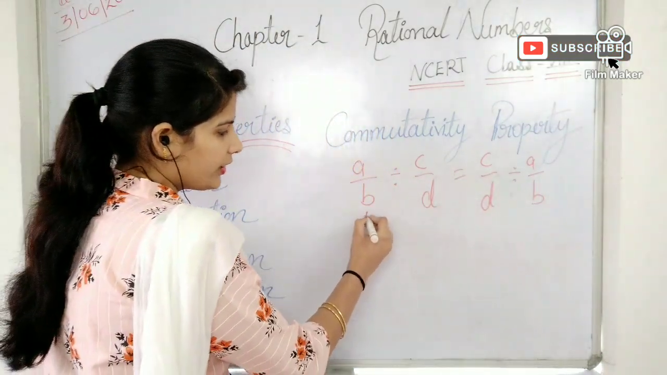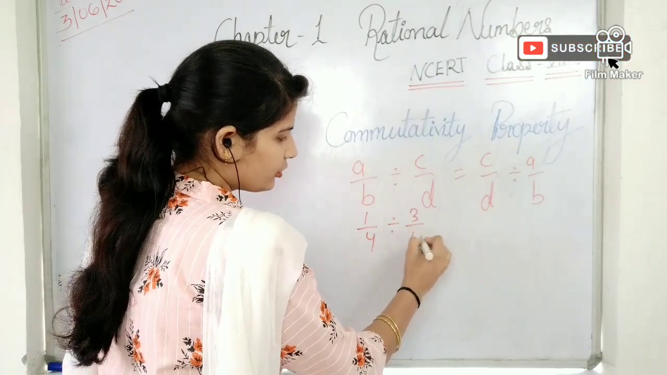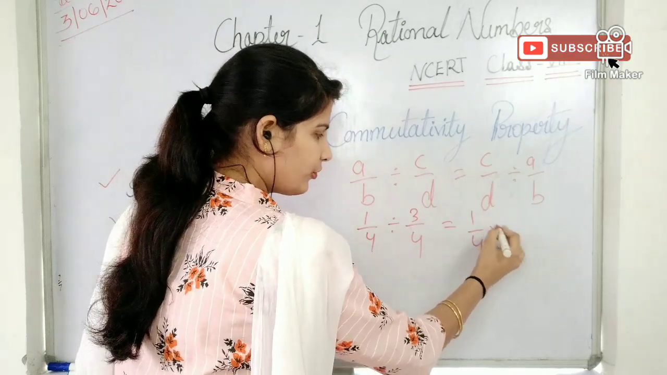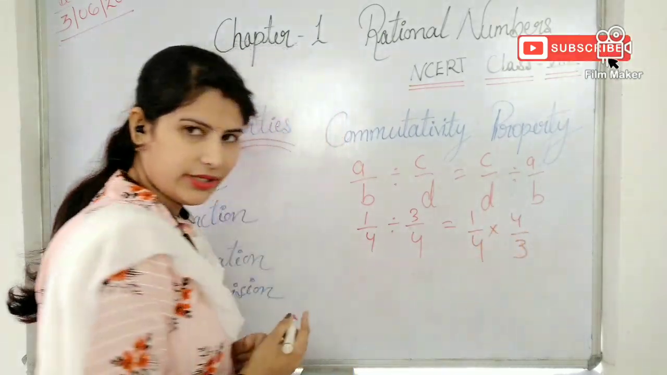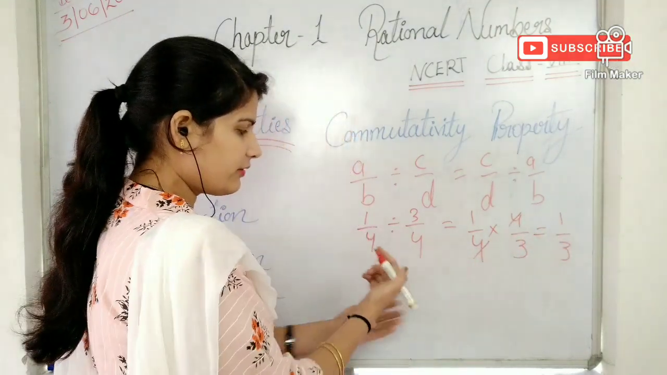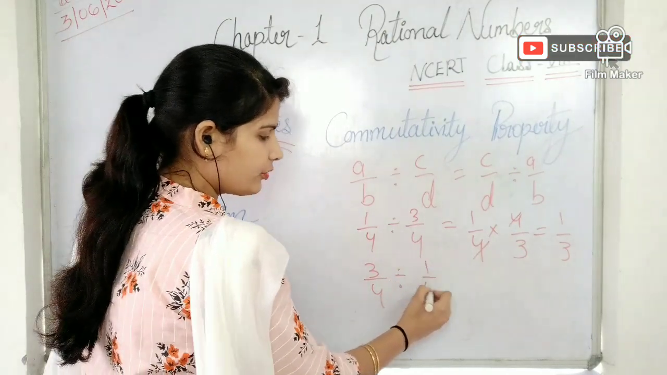Let us check. Here 1 upon 4 divided by 3 upon 4. So what is the answer? 1 upon 4 into 4 upon 3. So 4 cancels out, 1 upon 3. Now the order will be changed. 3 upon 4 divided by 1 upon 4.